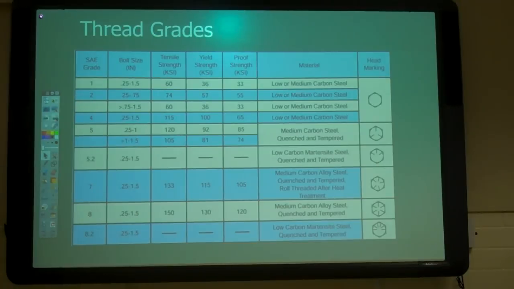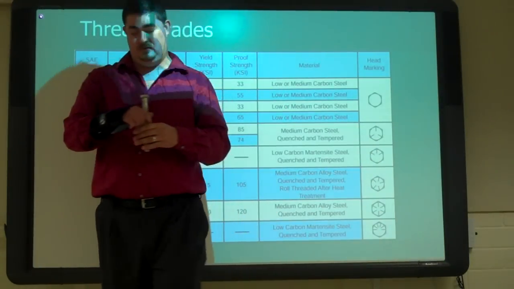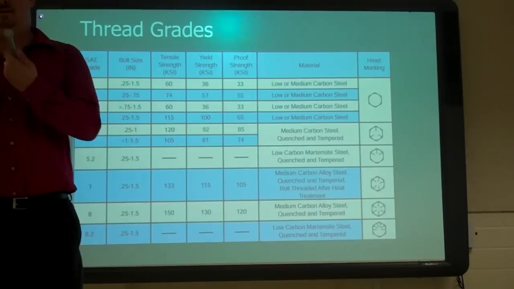So which one is most common? Yeah, I agree with that. Okay, this is a grade 5. Yep. You can look at the top of the bolt head and look at the lines on it to see what it is. So I can see right here, 3 lines, grade 5.